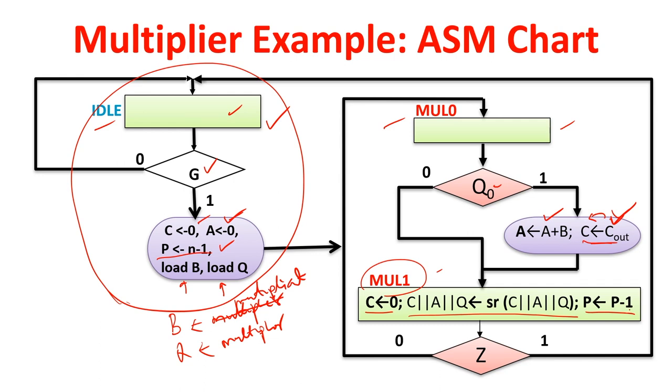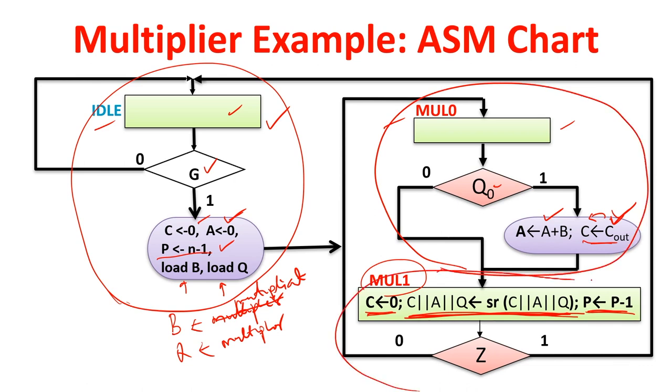And in this case, what happens by default? These operations get activated on the previous data, and the result appears in the next cycle. So the earlier value is what gets decremented here. And here there are three ASM blocks. This is one ASM block, this is another ASM block, and this one is another.